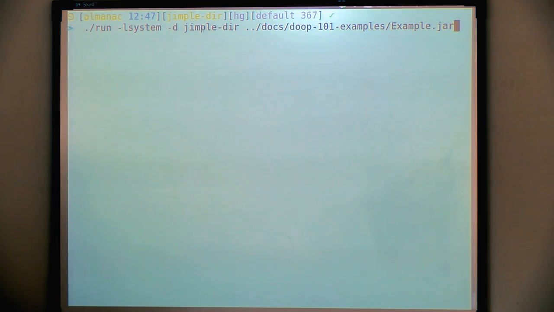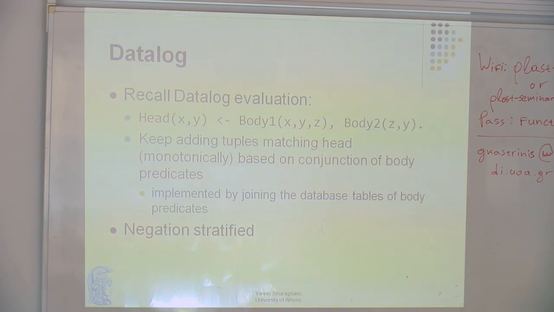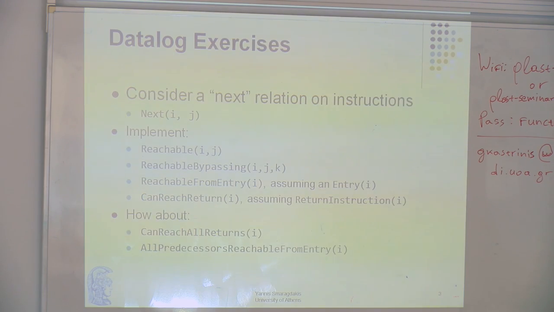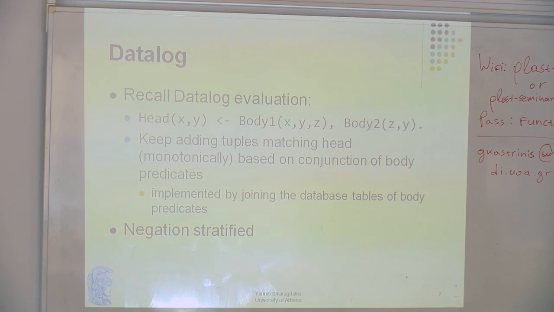Okay, so we got the basics of Datalog evaluation, right? This is a slide I'm going to show again at some later point, probably not today. But we have rules of this kind, and every time we match the bodies and all the bodies are satisfied, we infer the relation that's in the head of the rule. And we do that monotonically. We keep adding tuples based on these rules firing. And this is implemented, as we said, by joining the database tables.